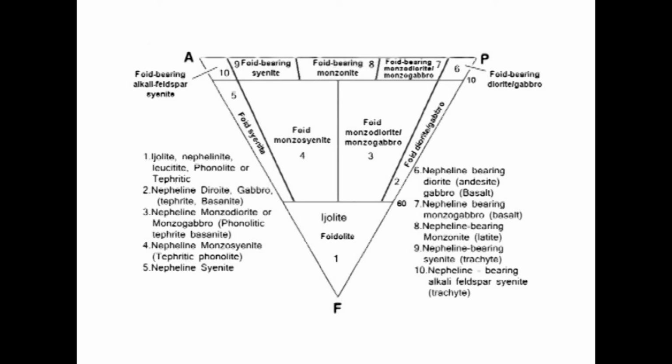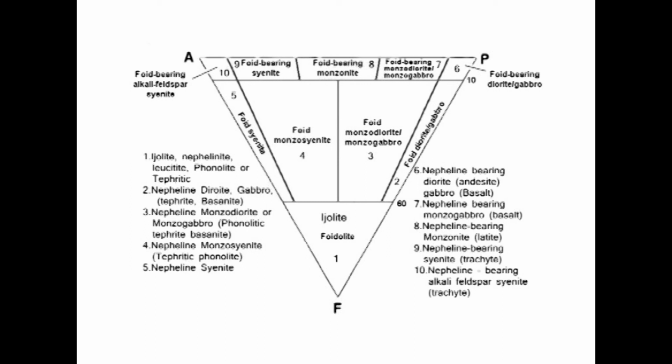Mainly, if nepheline dominated, then it will be known as nephelinite; leucite dominated, known as leucitite. Second, nepheline diorite or gabbro, tephrite or basanite. Third, nepheline monzodiorite or monzogabbro, phonolitic, tephritic basanite. Fourth, nepheline monzosyenite, tephritic phonolite. Fifth, nepheline syenite. Sixth, nepheline bearing diorite, andesite, gabbro, basalt.